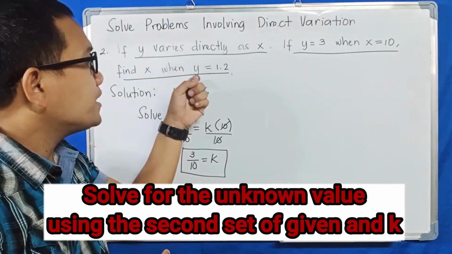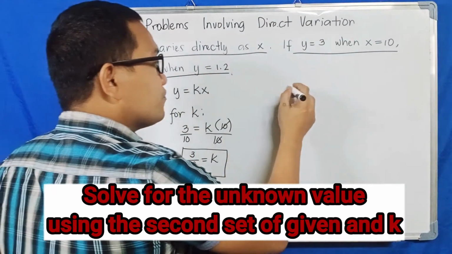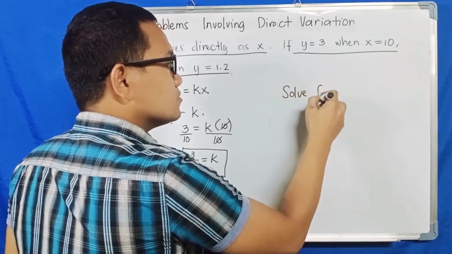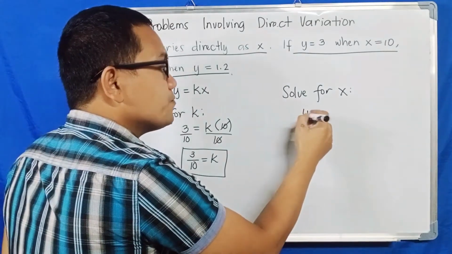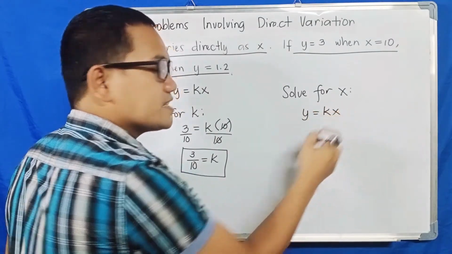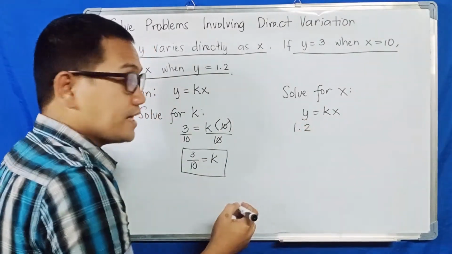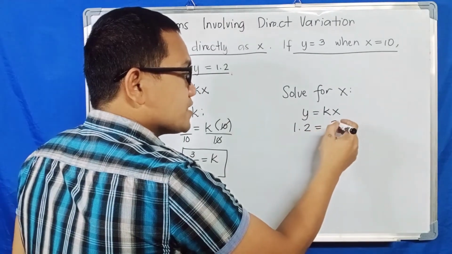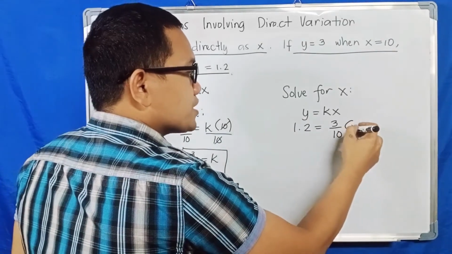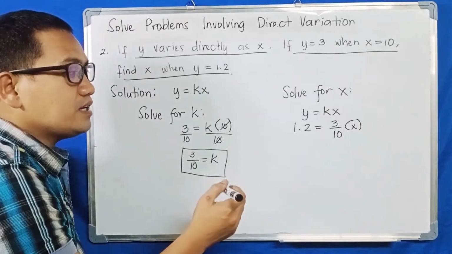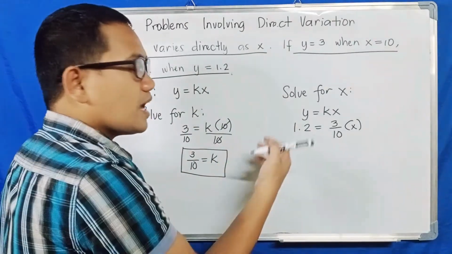In this case, y is equal to 1 and 2/10. So all we need to do in solving for our x, so again, using the equation y is equal to kx, or y varies directly as x, substitute our y, which is 1 and 2/10, our k, which is in terms of fraction, which is 3/10, and our x, which is unknown.